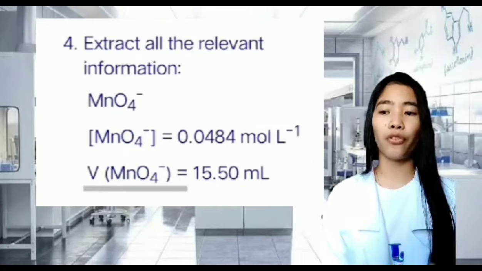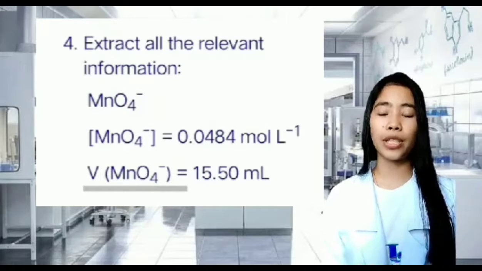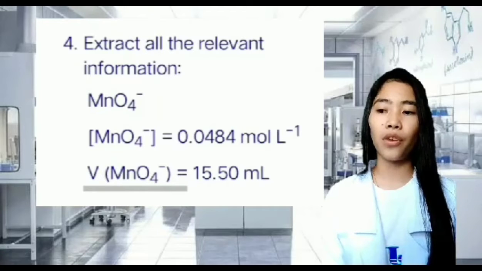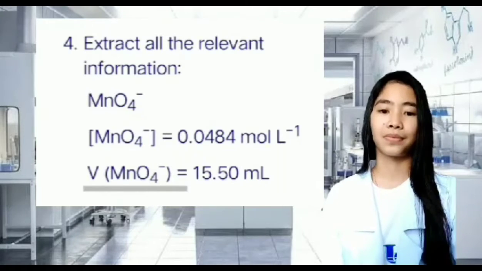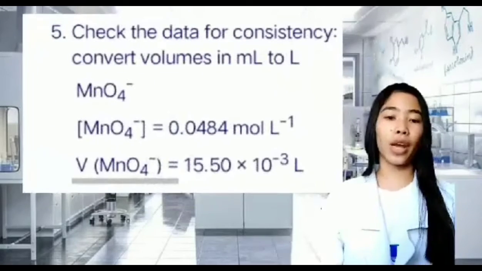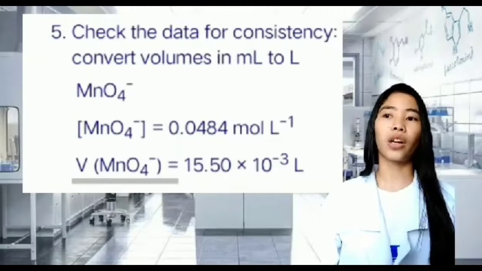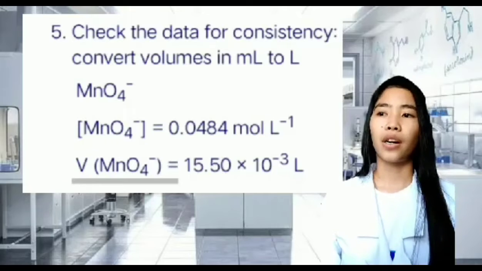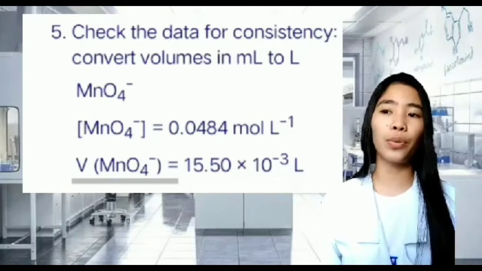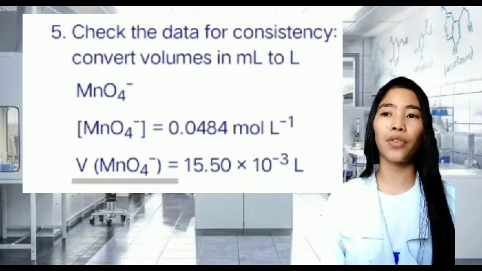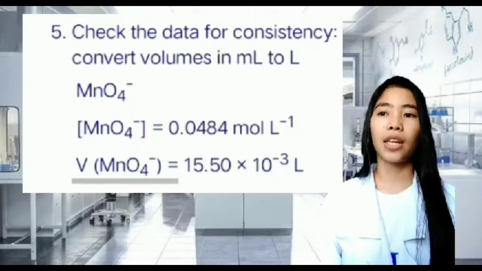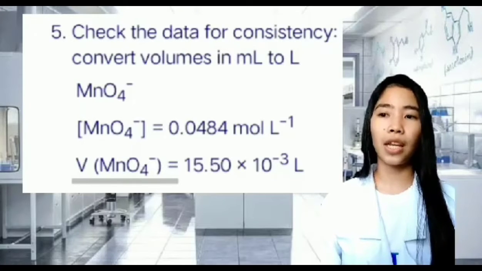So we have MnO4⁻ is equal to 0.0484 mol L⁻¹, and then the value of our volume is 15.50 mL. The fifth step is we need to check the data for consistency or convert volumes in mL to L. So we have MnO4⁻ is equal to 0.0484 mol L⁻¹, and the value of our volume is 15.50 times 10 to the power of negative 3 liter.